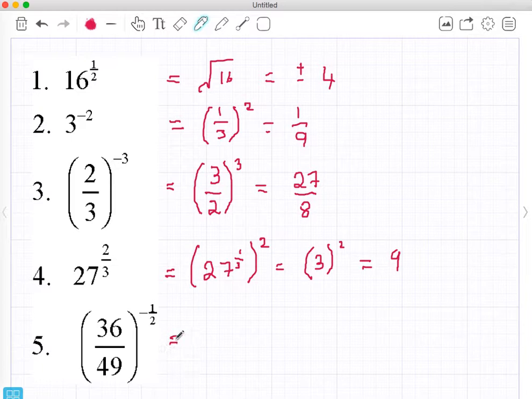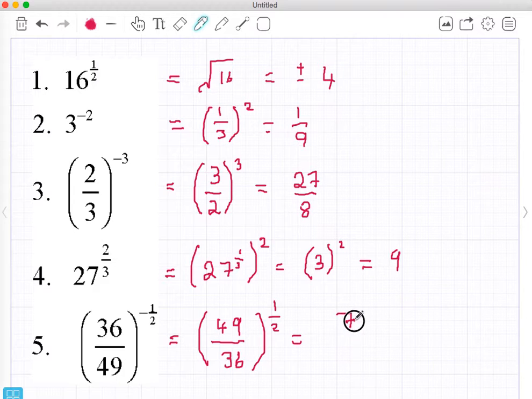This one, there's a half there. It's actually a minus a half. So what I'm going to do is flip the fraction and now take away that minus sign. And the half means the square root, so it's going to give me 7. And the square root of 36 is 6. So that's about as complicated as we're going to get with these negative and fractional indices.